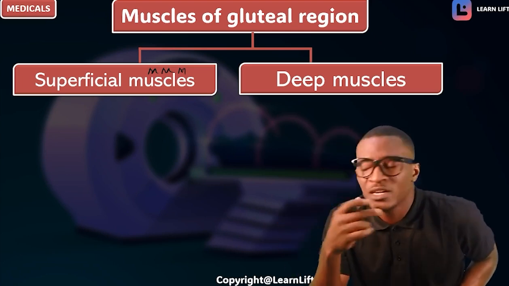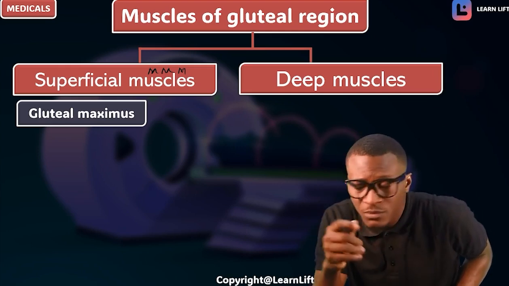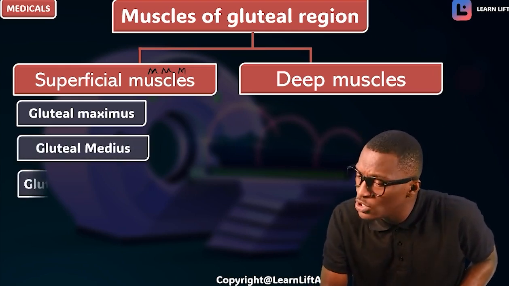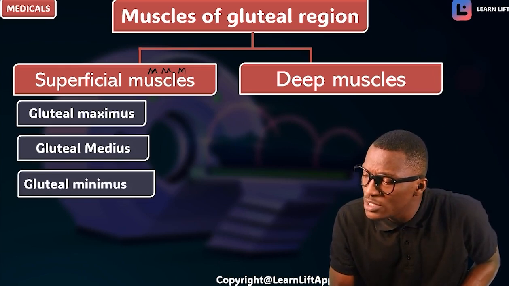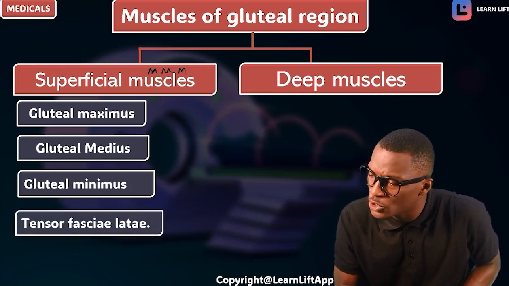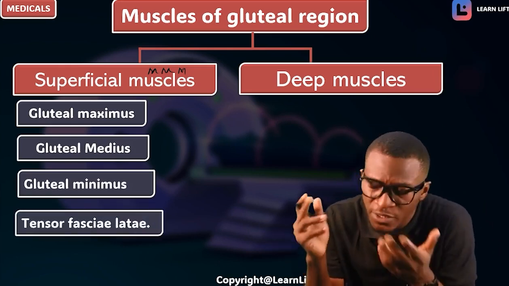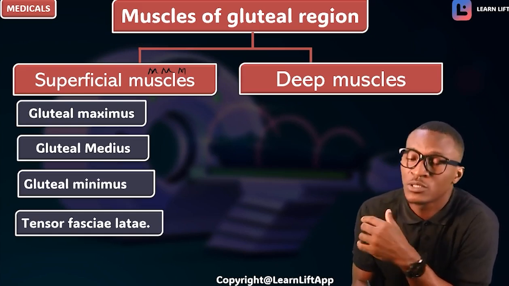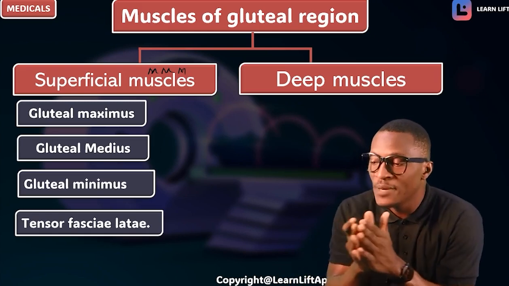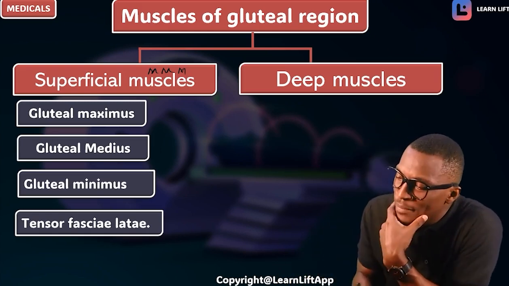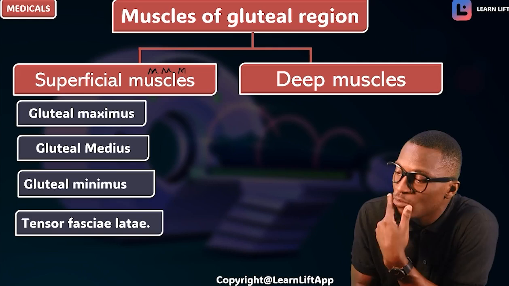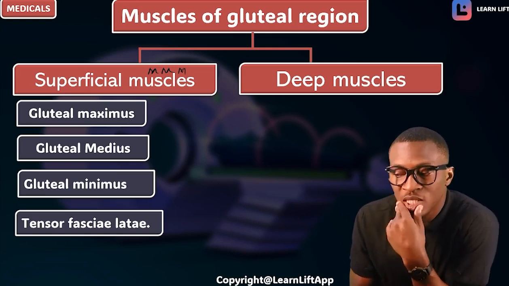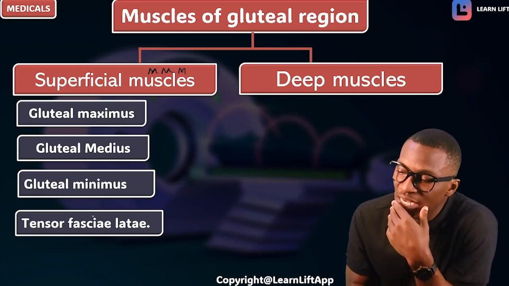So let's now list the superficial muscles. Number one, the gluteus maximus. We'll talk about the gluteus medius. We'll talk about the gluteus minimus. And the tensor fasciae latae. Now take note, let's explain. From the word gluteal, these are muscles of the gluteal region. The word maximus means big. Medius means it is medium. And minimus means it is small. So that's why we have the gluteus maximus, gluteus medius, gluteus minimus, and the tensor fasciae latae.